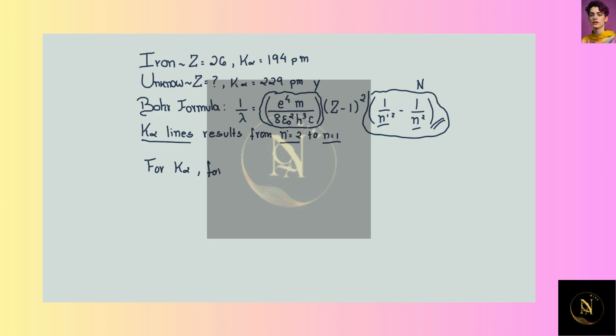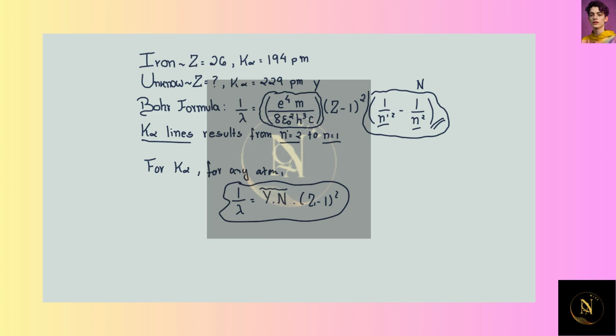Then for K alpha lines, for any atom, the Bohr formula tells us the following: 1 over lambda is equal to big Y times big N, both of which do not depend on the particular atom we are dealing with, times z minus 1 squared.